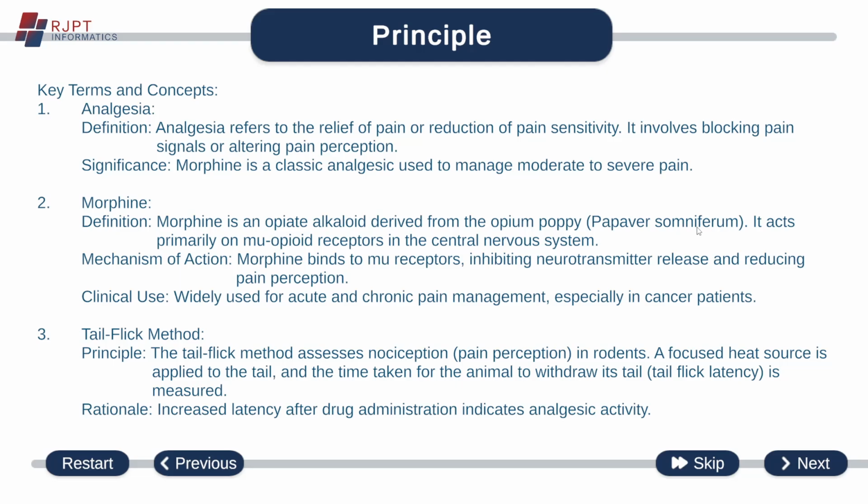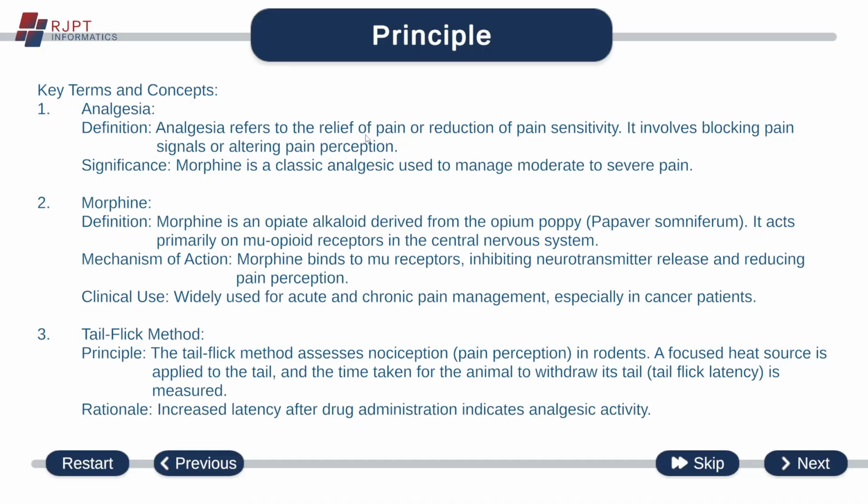Now let us see some key terms and concepts. First is analgesia. What is analgesia? The definition says analgesia refers to the relief of pain or a reduction of pain sensitivity. It involves blocking pain signals or altering pain perception. Significance: morphine is a classic analgesic used to manage moderate to severe pain.